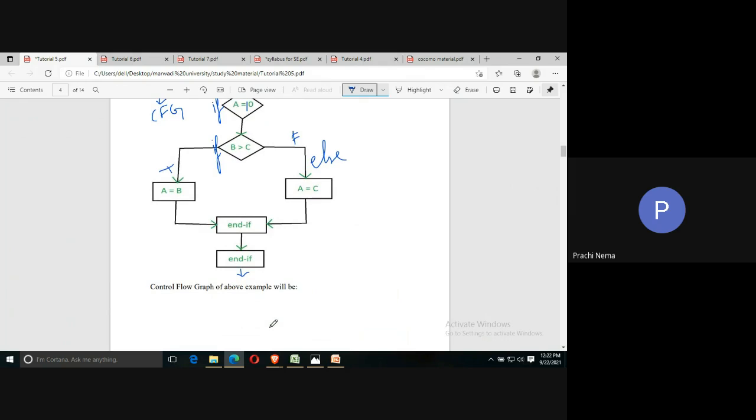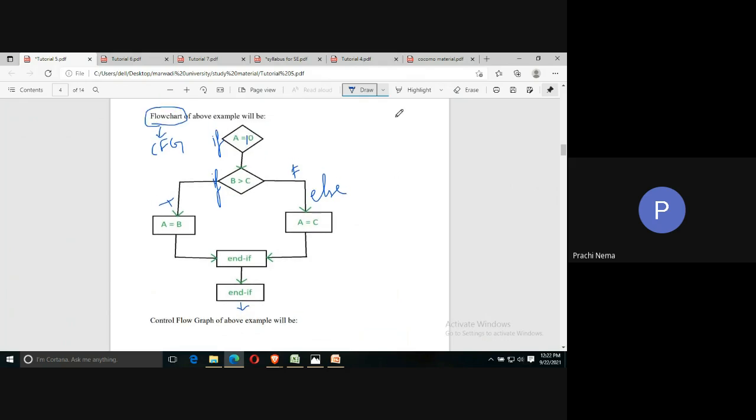So if you draw the control flow graph for the same flow chart, then we will make a node for this first if, then we will make another node for the second if. From this other if, there will be true and false paths. For true, it will execute A equals to B, and for false, it will execute A equals to C. Then both will meet at the junction node, and finally they will exit. So this is how you draw your flow chart and control flow graph.